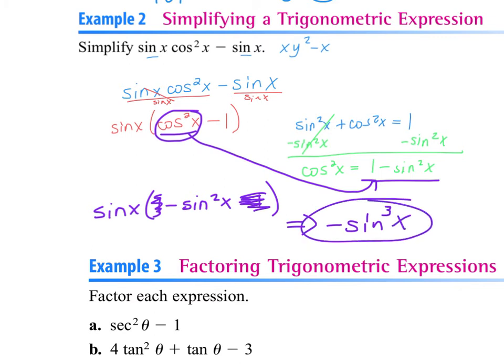And that is simplified. Some of you are going to say to me, how do I know I'm done? Well, check your identity sheet. Is there anything on the identity sheet that says anything about sine cubed of x? No. Do I have everything condensed into one trig function? Yes.